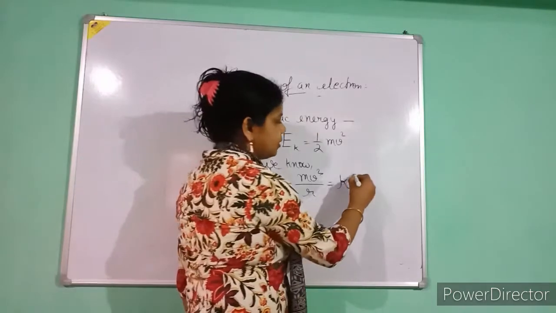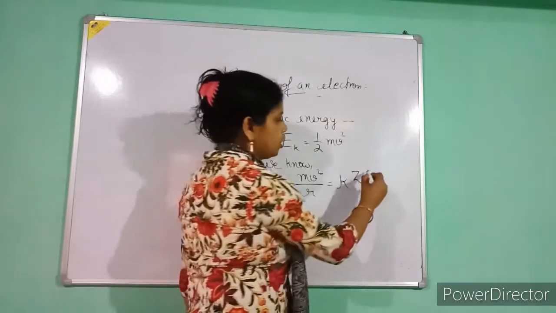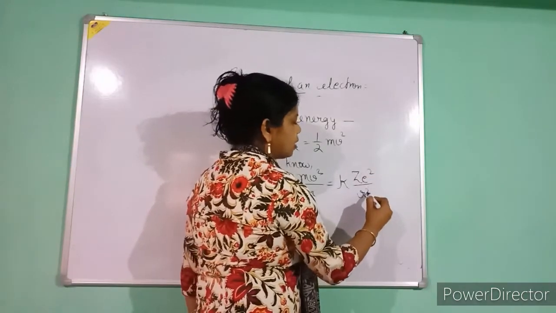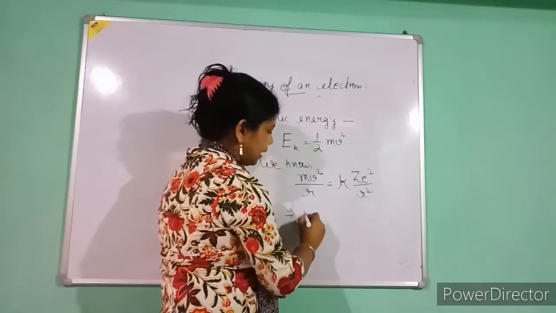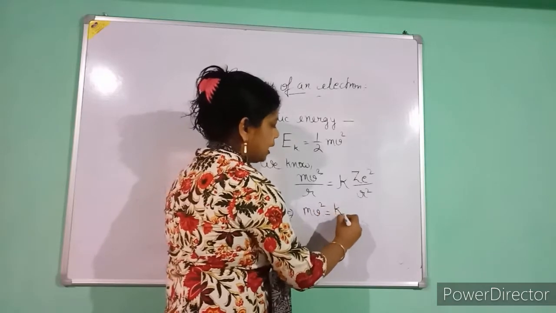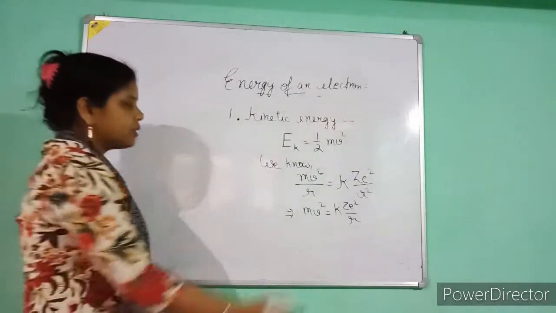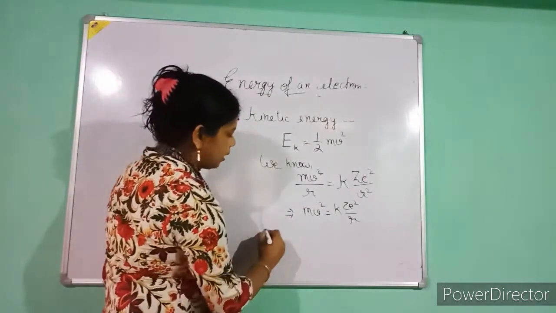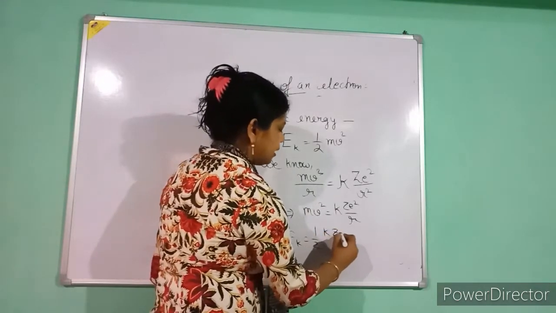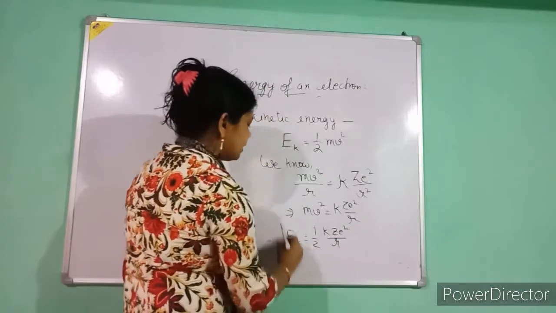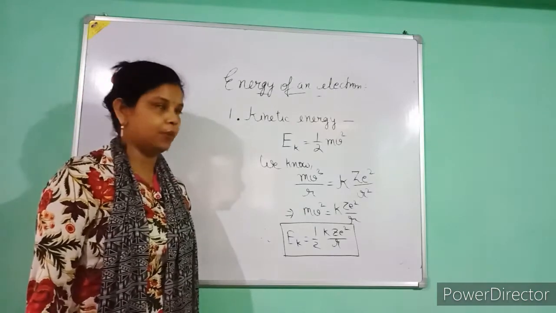So I can write k, Ze is the charge of the nucleus and e is the charge of the electron, so k Ze square divided by r square, if I consider r to be the radius. From here, mv square equals k Ze square divided by r. Now substitute this into the equation: kinetic energy is equal to half of kZe square divided by r. So this is the kinetic energy associated with an electron revolving around the nucleus.